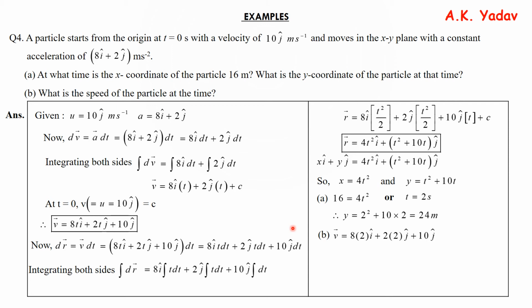B part, what is the speed? Now the velocity was 8ti plus 2tj plus 10j. Here in place of t we put 2 seconds, and what we get? 16i plus 14j. The magnitude will be under root of 16 square plus 14 square, which will give under root of 452 meter per second.